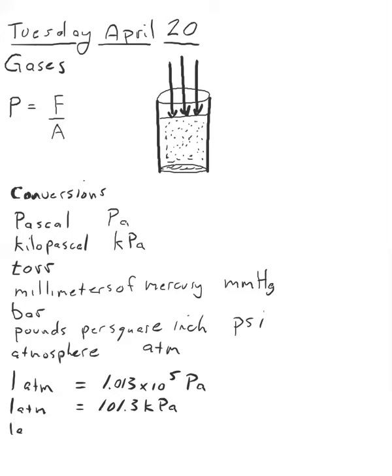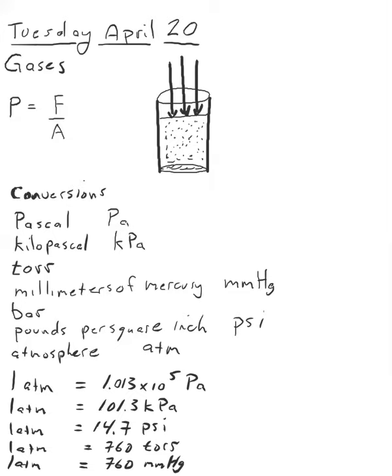1 atmosphere is equal to 14.7 psi. I don't think Alex has you do psi, but the textbooks typically have you do psi. 1 atmosphere is equal to 760 torr. 1 atmosphere is equal to 760 millimeters of mercury. So the torr and the millimeter of mercury are the same thing. The torr is just typically what people call it. The way you measure millimeters of mercury is by looking at the height of a column of mercury, and 760 millimeters is 1 atmosphere.